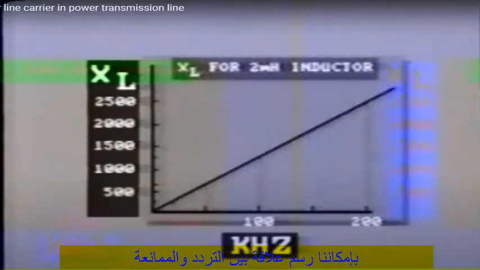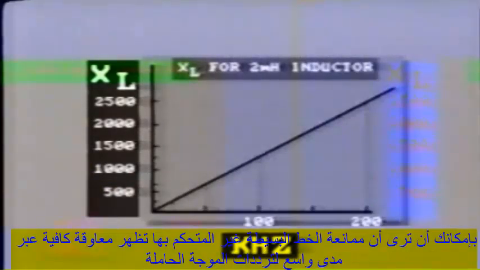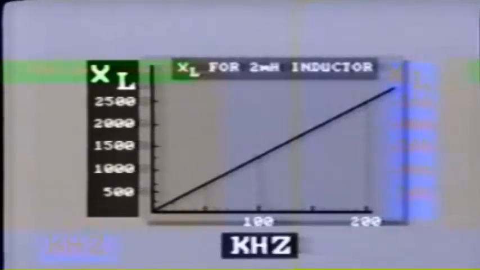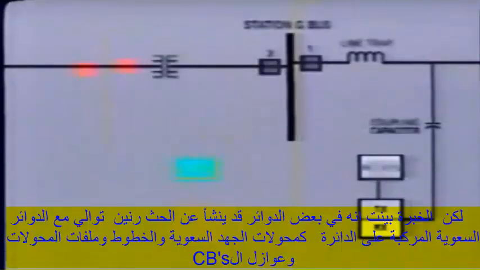We can draw a chart showing impedance against frequency. You can see that this simple, untuned line inductor does offer a reasonably high impedance over a wide range of carrier frequencies. However, experience has shown that in certain installations, the inductance can create a high-frequency series resonance with capacitive circuits on the bus side, such as CCVTs, lines, transformer windings, and breaker bushings. The consequence of this is a drastic reduction in impedance and loss of carrier signal.